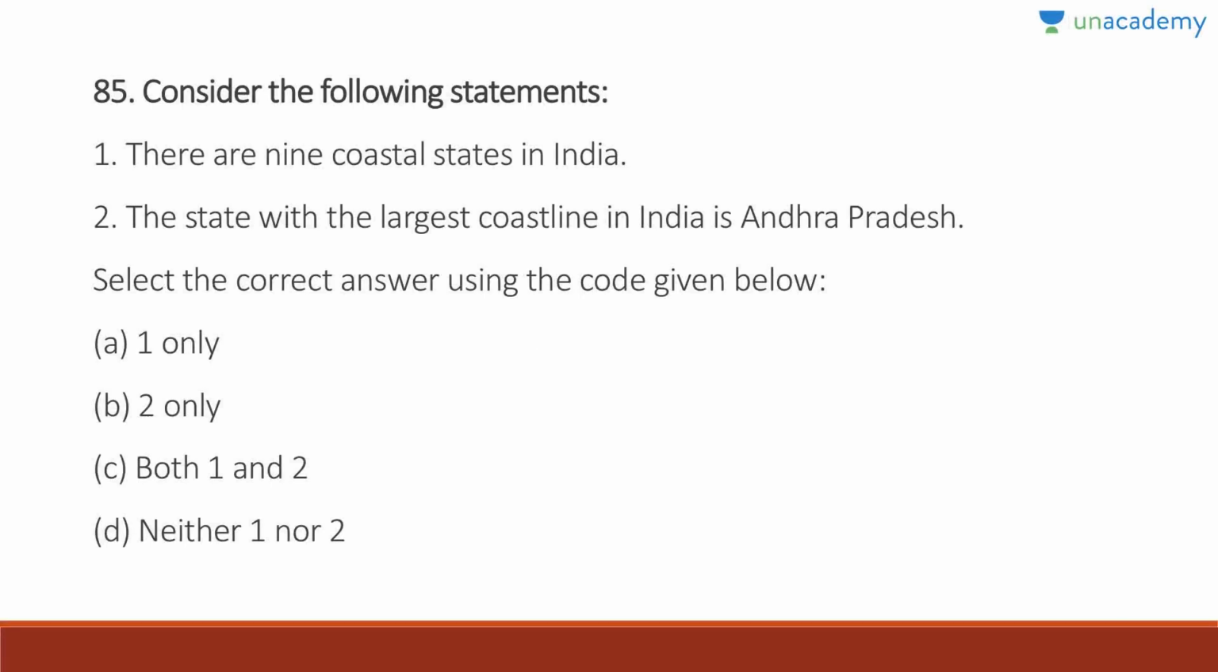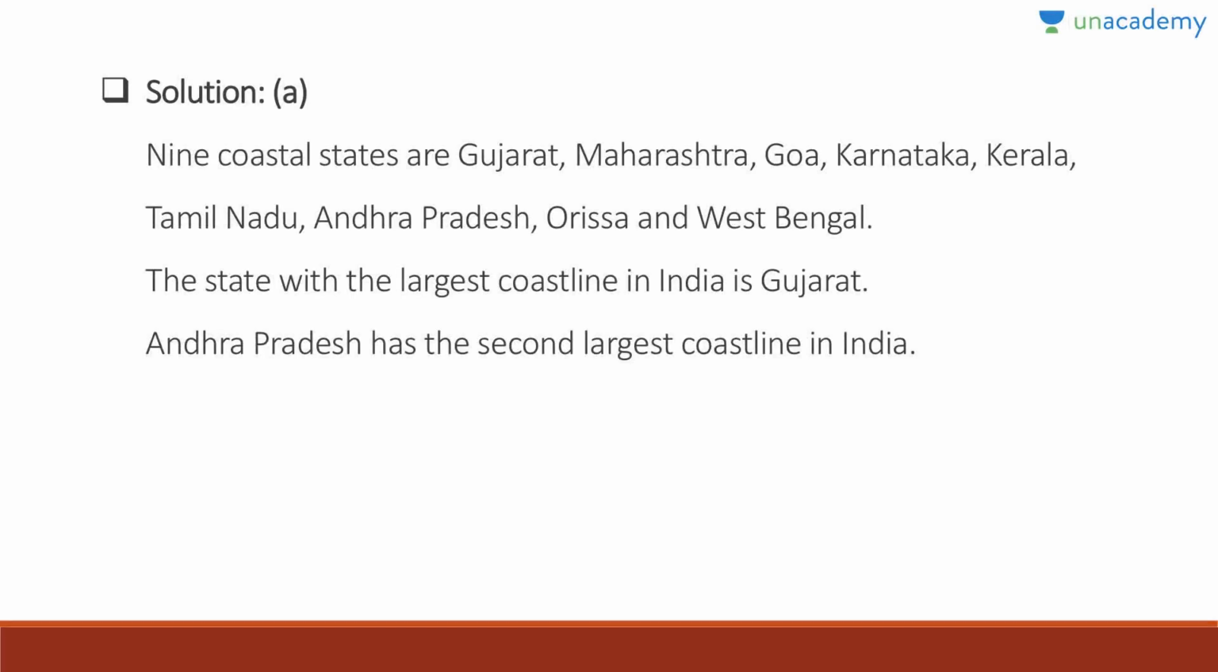Question number 85. Consider the following statements. There are 9 coastal states in India. Yes, this is correct. The state with the largest coastline in India is Andhra Pradesh. This is wrong. It is Gujarat. Andhra Pradesh is the second largest. So the 9 coastal states include Gujarat, Maharashtra, Goa, Karnataka, Kerala, Tamil Nadu, Andhra Pradesh, Odisha, West Bengal. The state with the largest coastline is Gujarat. Andhra Pradesh has the second largest coastline in India.